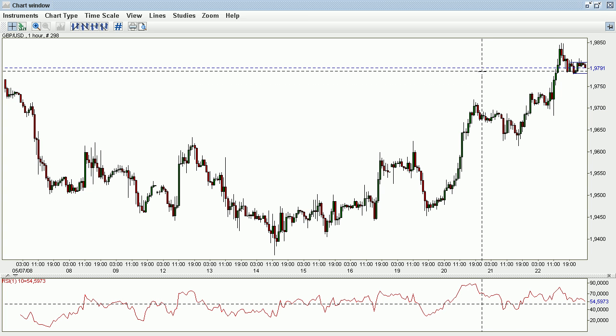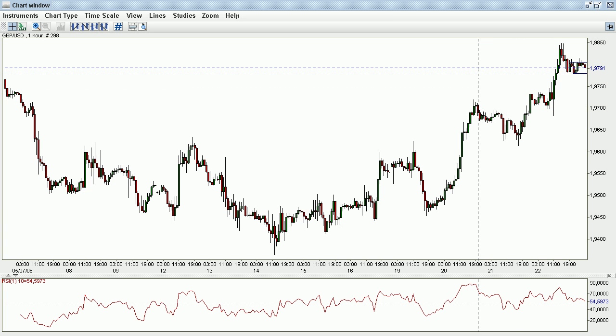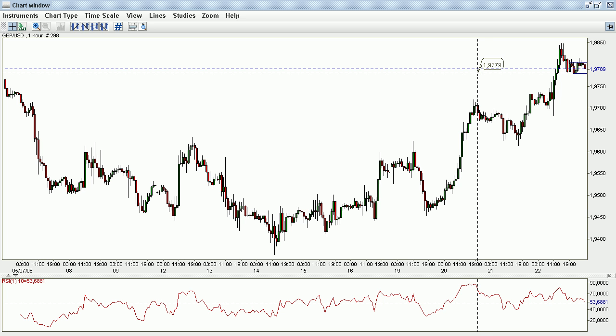So as a whole, my opinion is that this pair is going to break this level of 1.9778 and close below it on the 1 hour chart, and then if it does, you can open a sell position with, as I said, around 30-35 pips of stop loss order.